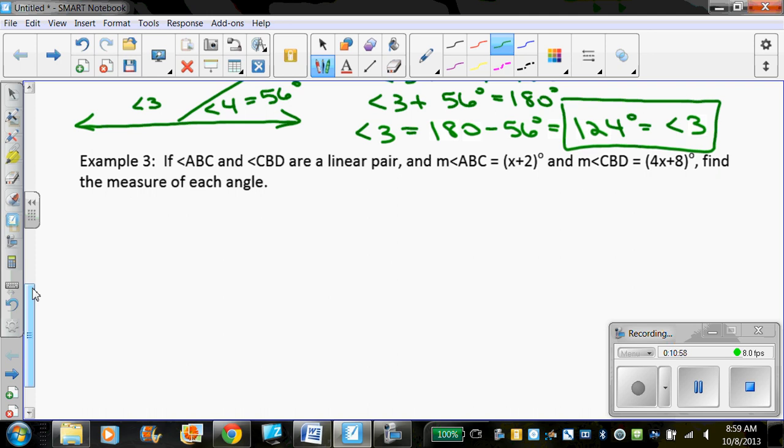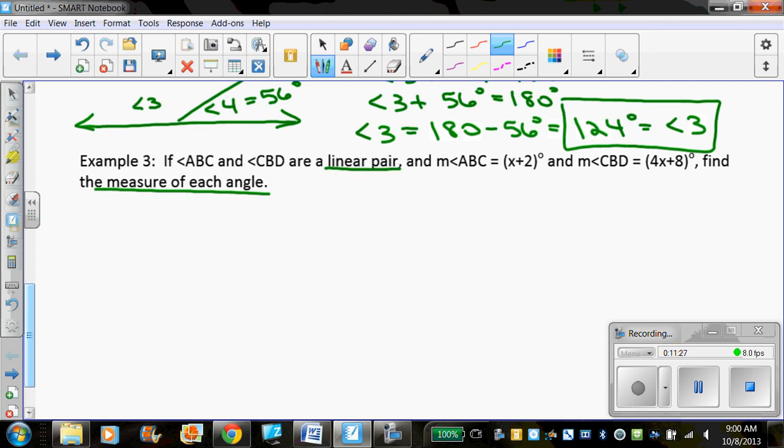Example 3. If angle ABC and CBD are a linear pair, and ABC is equal to x plus 2, and the measure of angle CBD is equal to 4x plus 8, find the measures of each angle. So the first thing I always do, after I read it again to myself, is underline what I'm trying to find, which is the measure of each angle. I also pick out key words here.